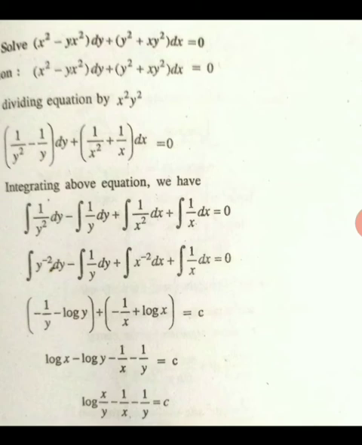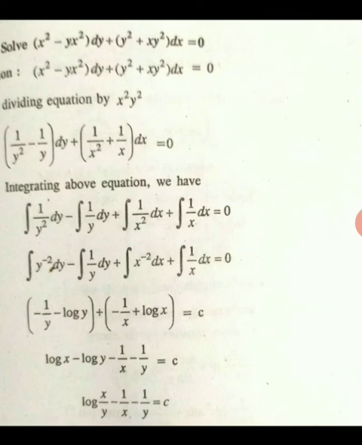How do we decide what to divide by? I will give a hint. See here, the highest power of x is 2, and the highest power of y is 2. That's why I am dividing by x square y square. But if they had given x cube, then you would have to use x cube. Here they gave x square, that's why I am dividing the equation by x square y square for each term.